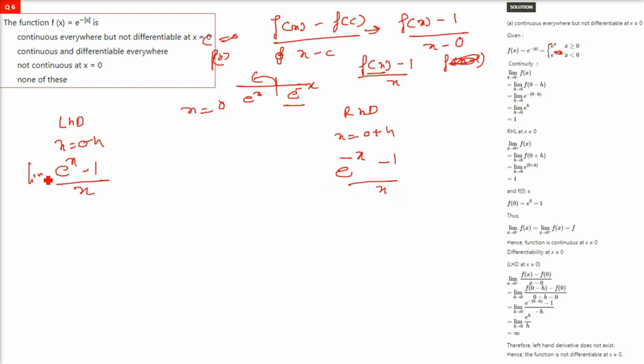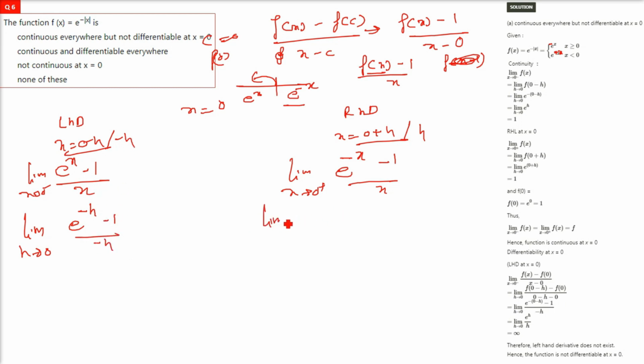So what is this? Limit x tends to 0 minus here, limit x tends to 0 plus here, and now replace it by 0 - h and 0 + h. So you have to change the limit. Limit will be limit h tends to 0. e^(0-h) is e^(-h) only, 0 + h is h only. So e to the power 0 - h, that is (e^(-h) - 1), and negative h in the denominator. On the right hand derivative, it will be limit h tends to 0, e to the power -h, you have to replace, so (e^(-h) - 1)/h, h only.